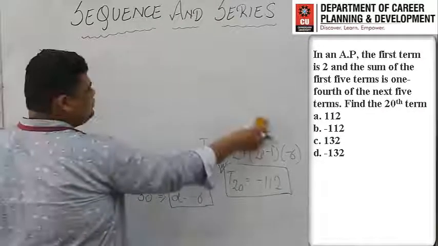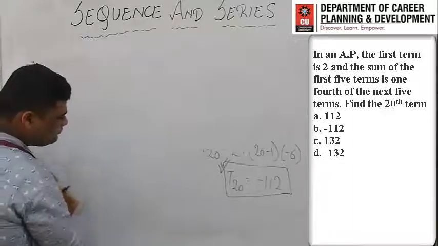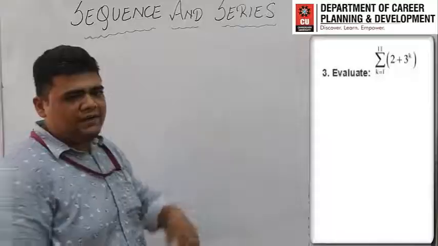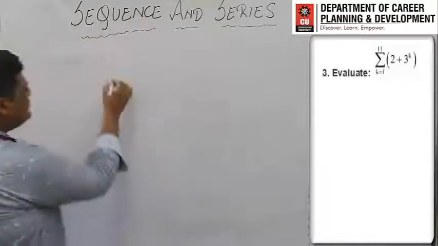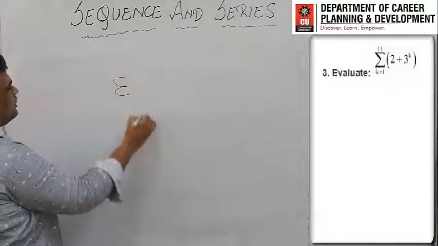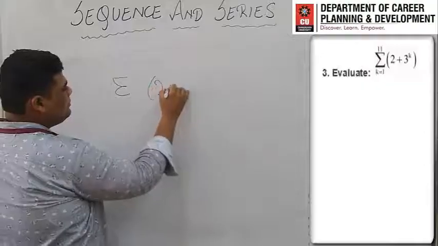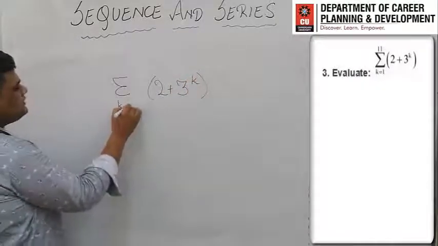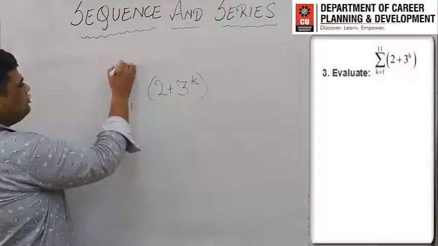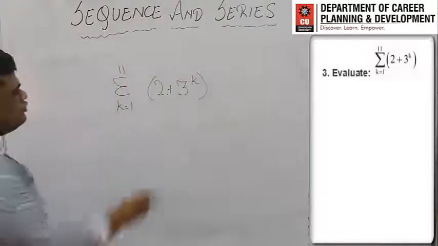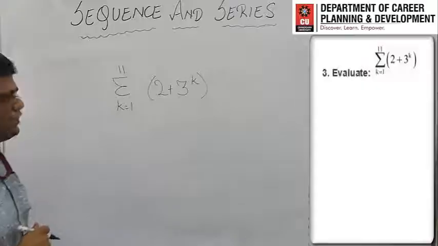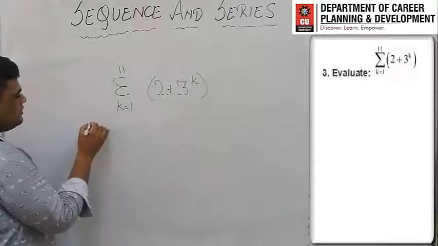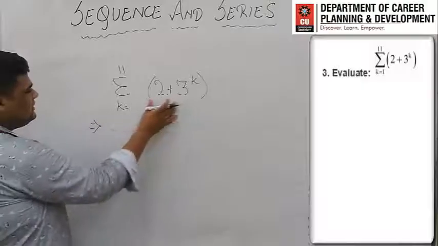Now let us move to the third question. The third question says you have to evaluate the value of the summation of 2 plus 3 to the power k, where k is from 1 to 11. Now, let us solve this value. We can write it as, split these values.